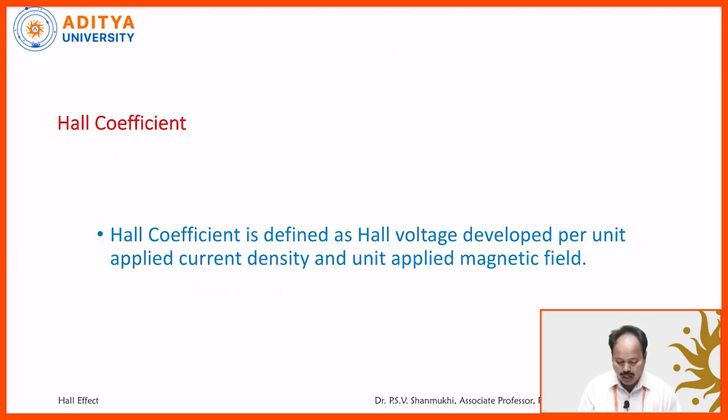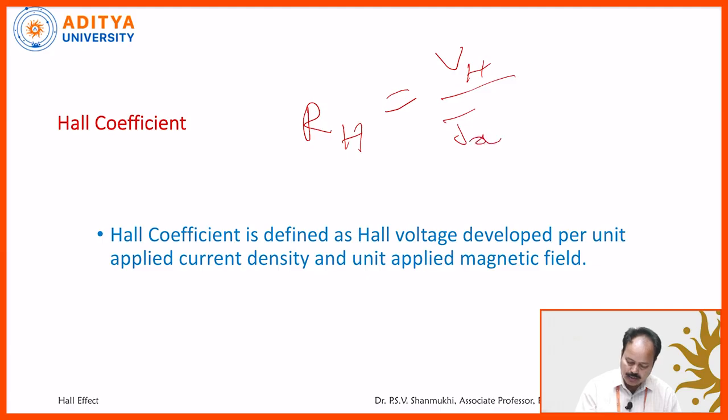Now coming to the Hall coefficient, there is another important parameter, that is the Hall coefficient. Actually the Hall coefficient is defined as the Hall voltage developed per unit applied current density and unit applied magnetic field. Generally we write this as Hall coefficient RH. It is equal to the Hall voltage developed VH divided by Jx into Bz, where VH is the Hall voltage developed along the y direction, Jx is the current density applied along the x direction, and Bz is the applied magnetic field along the z direction.